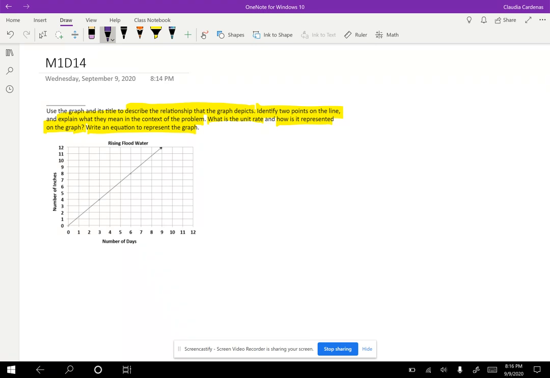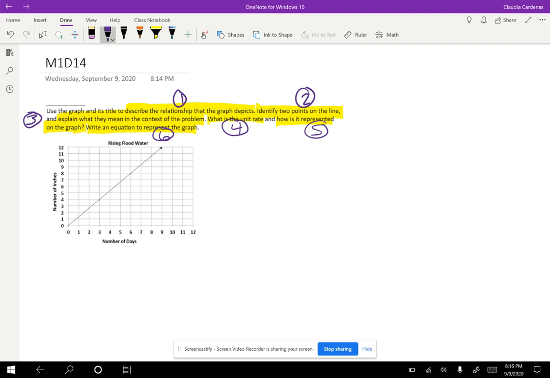All right, so let's think about how many things this problem is asking us to find. So it wants us to describe the relationship. It wants us to identify 2 points. It wants us to explain what those 2 points are. It wants us to find the unit rate and then show how it is represented on the graph and then write an equation to represent the graph. So there are 6 specific things that it wants us to have by the end of this problem.